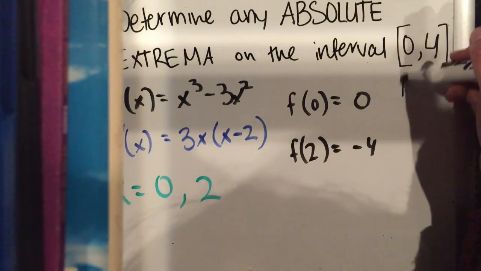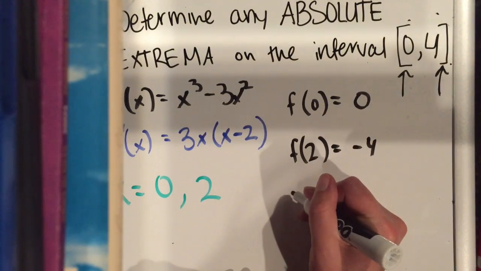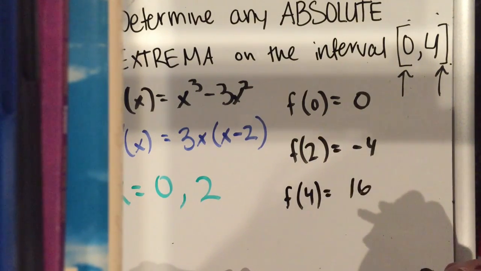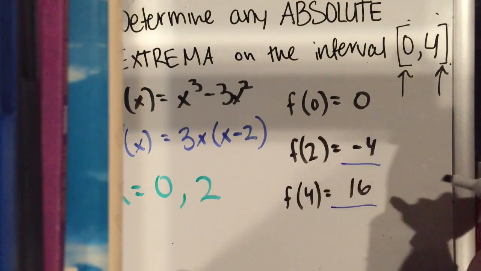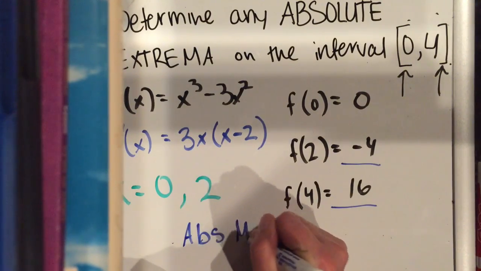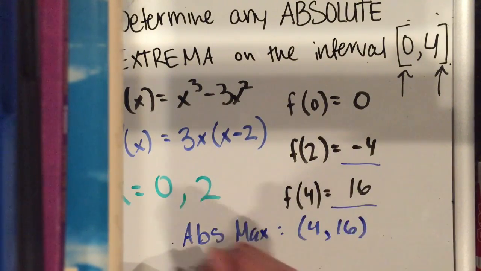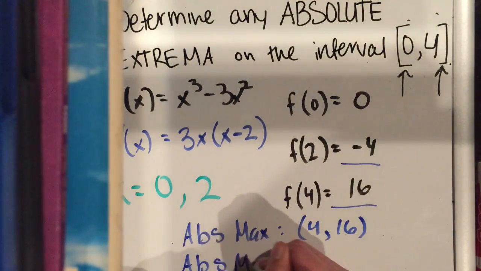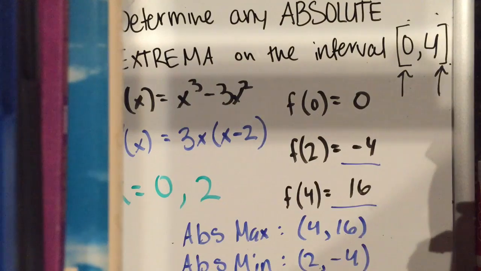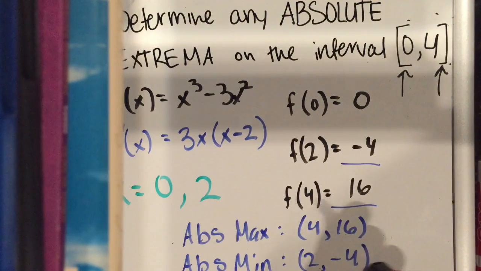We also have to plug in each x value from the beginning to the end of the interval. And then from here we can see that we get our absolute max and absolute min values. When we plug in 4, we get 16. Absolute minimum, we get 2, negative 4. Okay, this was the basics for 5.1, and we're going to now look at 5.4.